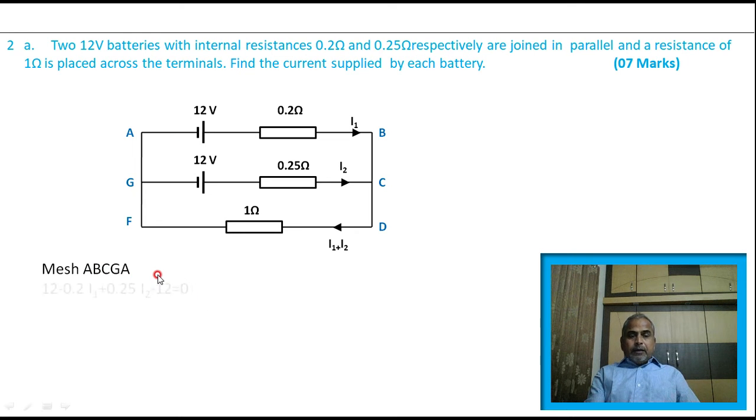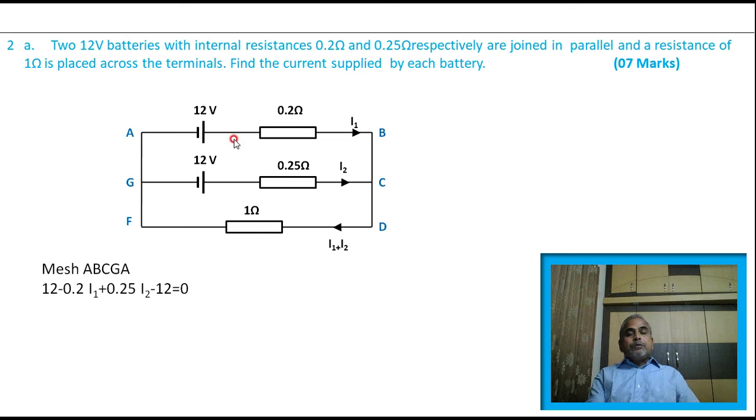Therefore, I will write the first mesh equation, and now we will analyze how we are writing this equation. You start moving from A towards B. In that case, for a battery, irrespective of the current direction, we are moving from the negative terminal of the battery to the positive terminal, that is a rise in potential. Therefore, you take it as positive 12 volts. Then the voltage drop across the 0.2 ohm resistance is 0.2 into I1. Then we are moving from A to B.